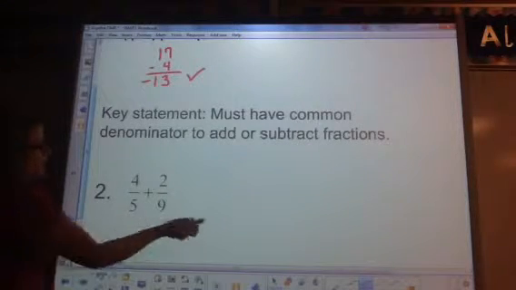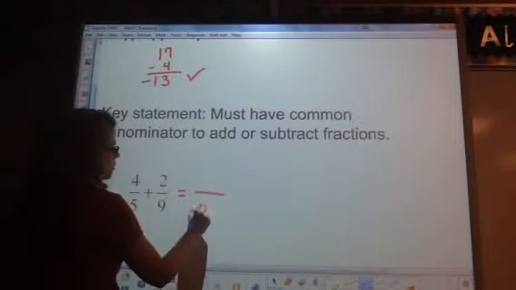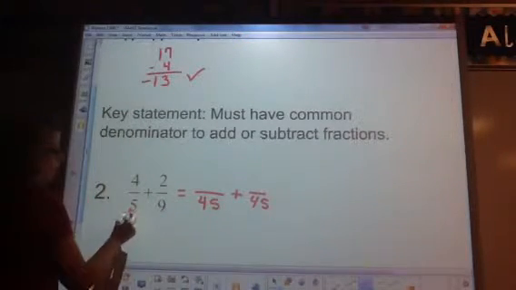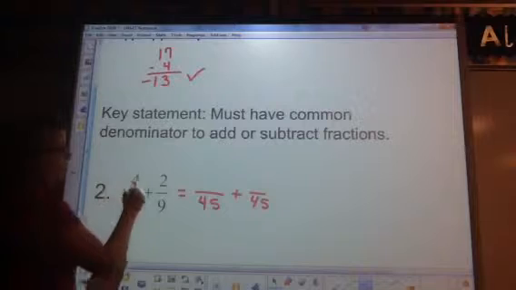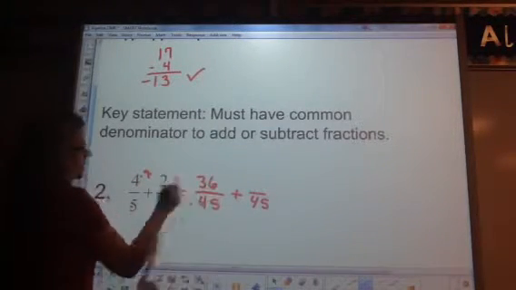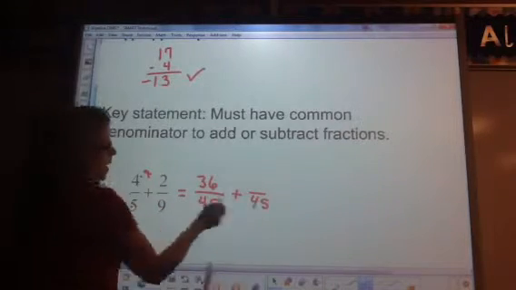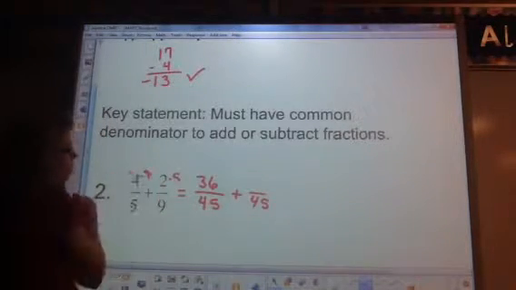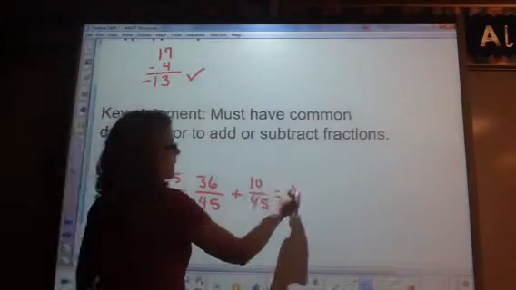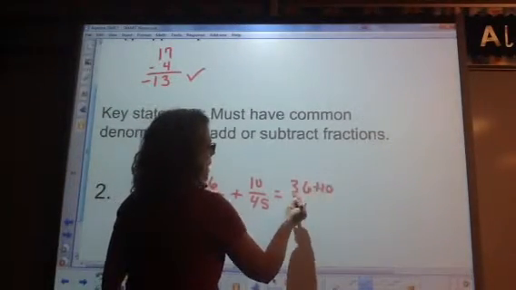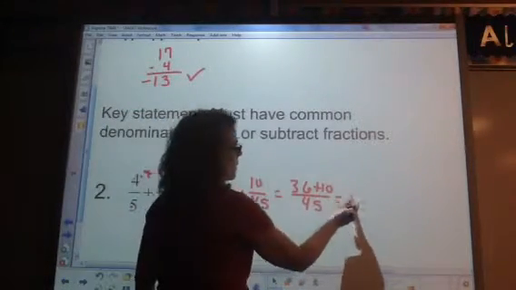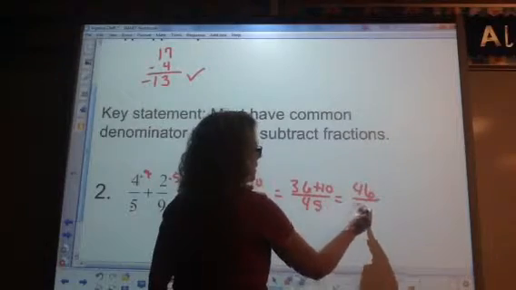Okay, for the least common denominator, I'm going to use 45. So, 5 times 9 gave me 45, so I do the same to my numerator. 4 times 9 is 36. 9 times 5 gives me 45, so I do the same to my numerator. 2 times 5 is 10. Once you have the common denominator, what you do is you add your numerator. So 36 plus 10 is 46.